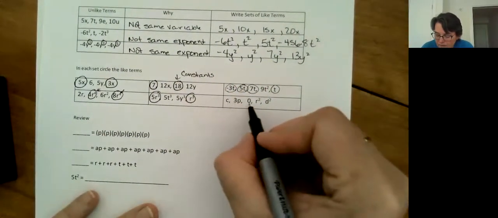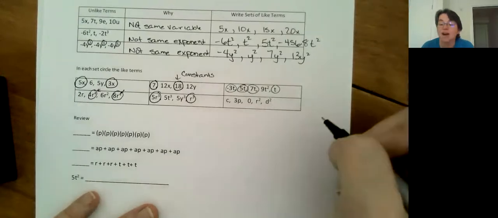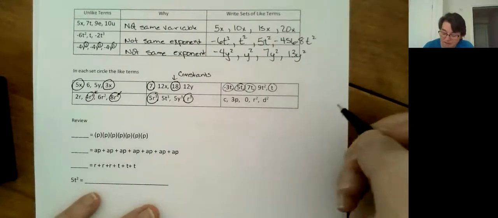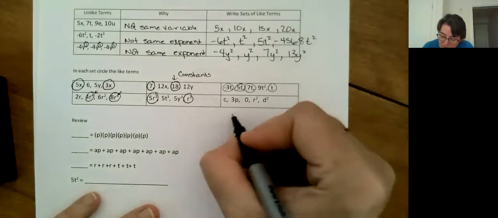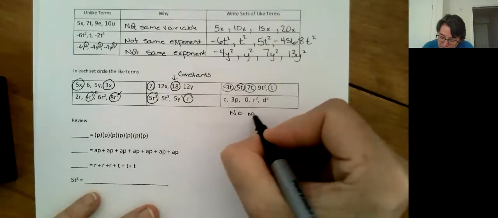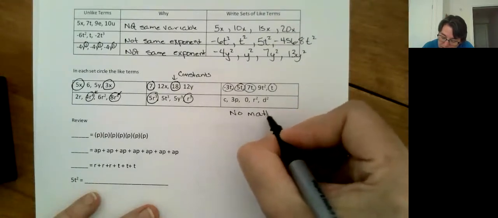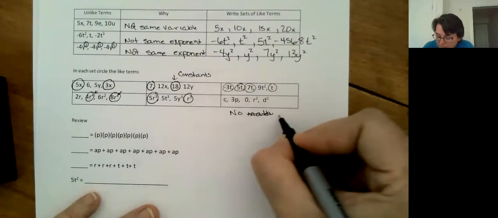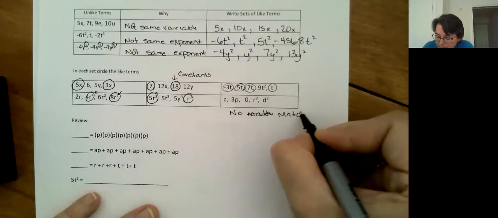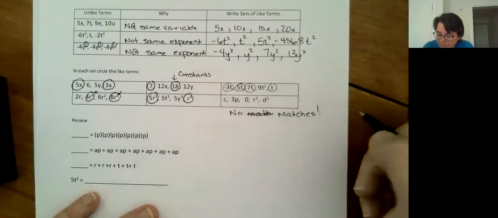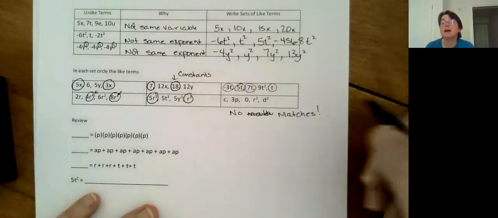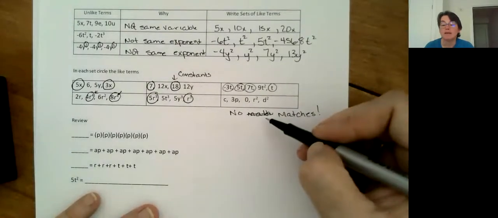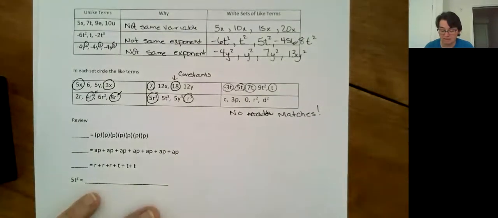C, 3P, oh, R2, D2. Okay, I was trying to be funny. What matches? Nothing. No match. No matches. Oops, M-A-T-C-H. Sometimes I do that just to be tricky. Not making a mess, but getting one that doesn't have a solution.